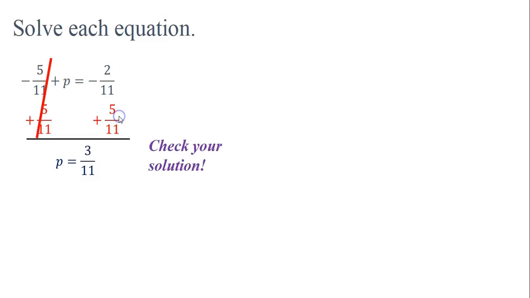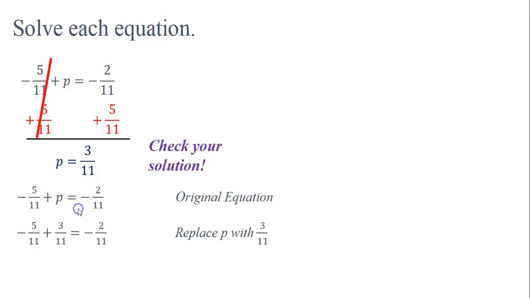And then I want to check my solution. Always check your solution. Start with our original equation. Replace p with 3 over 11. And negative 5 over 11 plus 3 over 11 is negative 2 over 11.